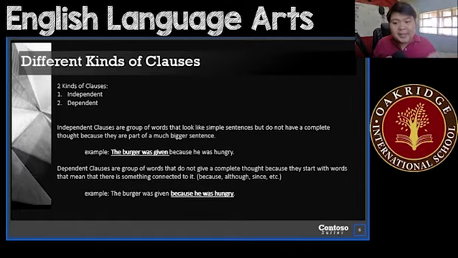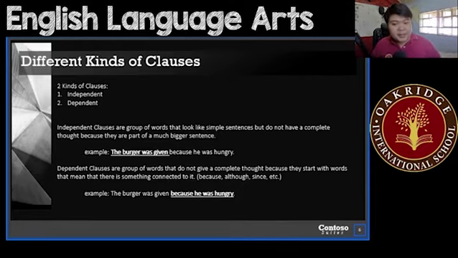On the other hand, dependent clauses are a group of words that do not give a complete thought because they start with words that mean that there is something connected to it. These words are because, although, since, and many more, right? In the same example, the burger was given because he was hungry. Here, we have another group of words with a subject and a predicate.